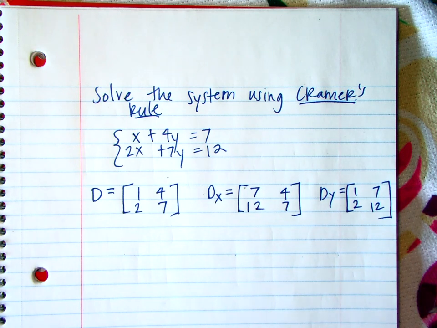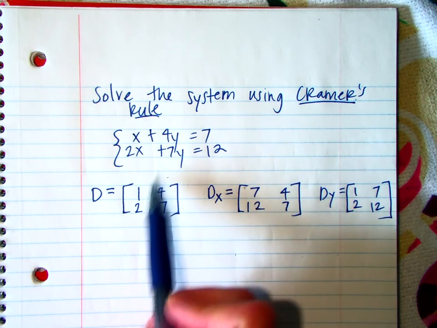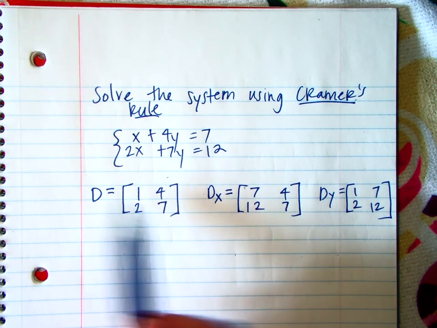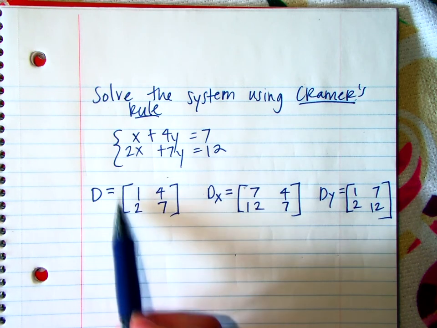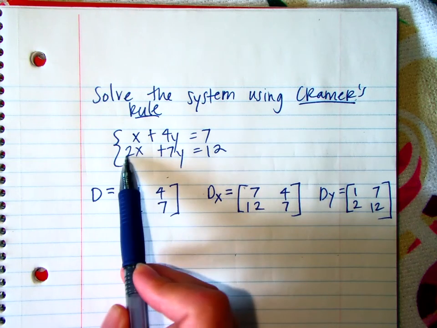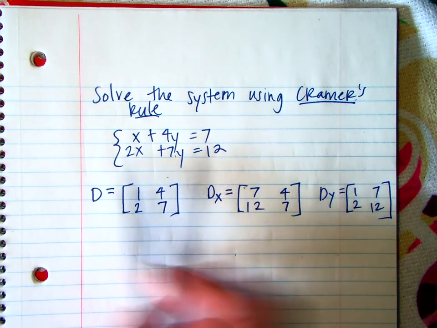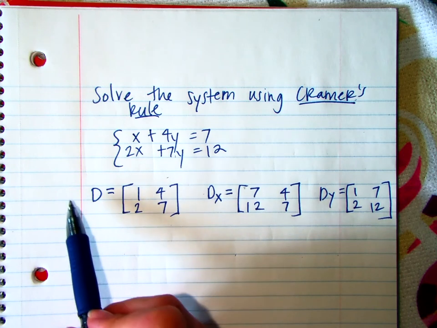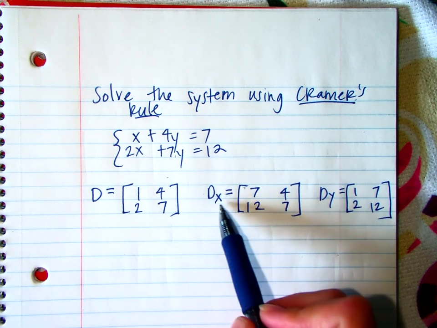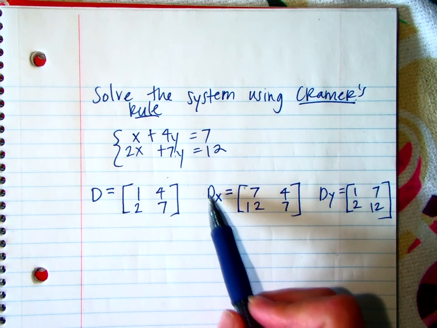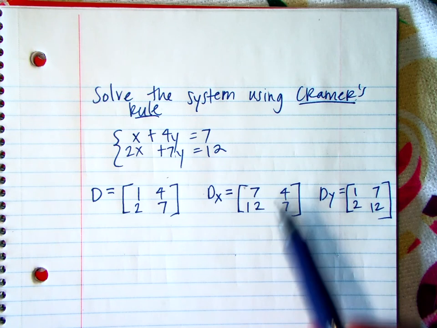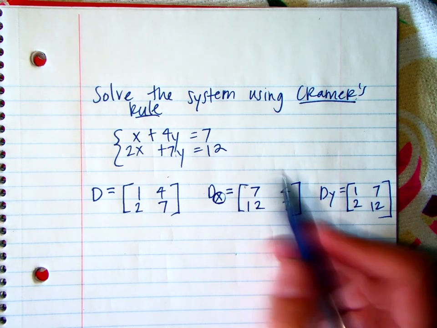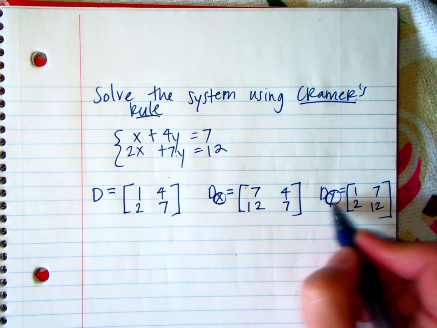It's a two-variable system, and the first thing I created was a matrix that I'm going to call D. It is the coefficient matrix. So we have 1, 4, 2, 7, right? These are in standard form, so I've got 1, 4, 2, 7. Now I'm going to create a new matrix. It's still a 2 by 2 matrix, but I'm calling it D sub X. And the other one over here is D sub Y.